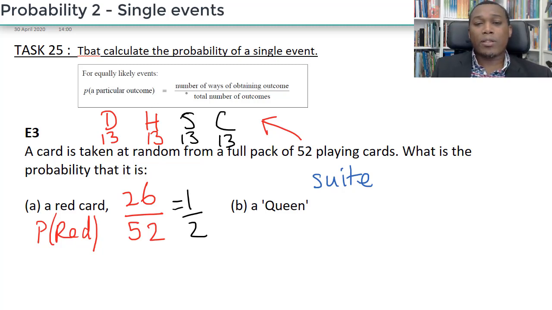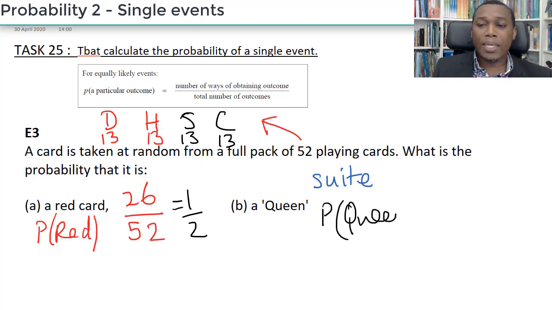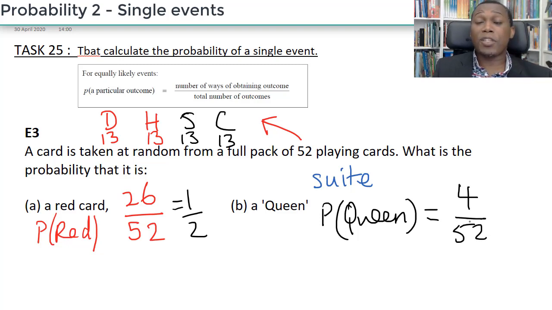A queen of diamonds, queen of hearts, queen of spades, queen of clubs. That's 4 queens. 4 is what I want. What you'll write is the probability of getting a queen, so you'll put a P and queen in brackets. It will be 4 on 52. All our fractions will have 52 as our denominator initially. If you simplify it, you will get 1 on 13, because we can divide by 4, divide by 4. So that's the idea for part B.